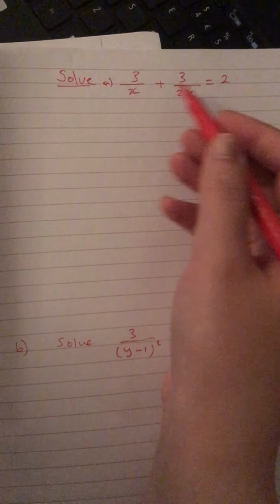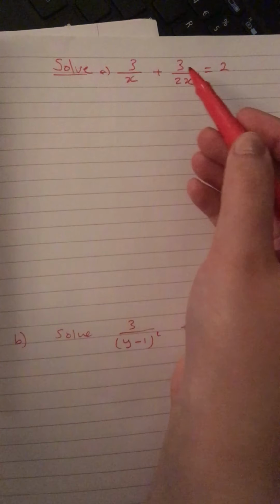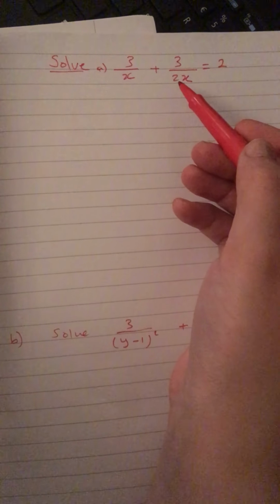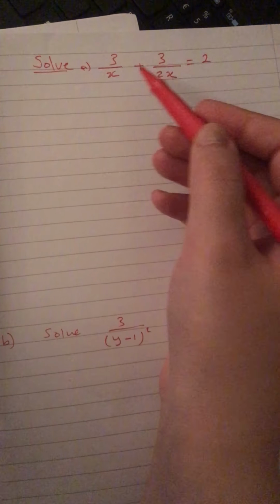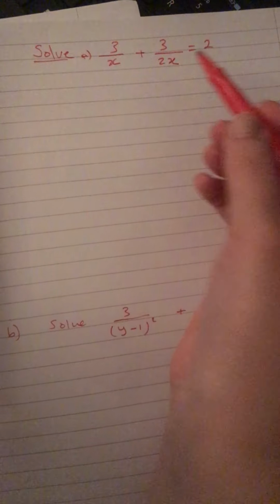Question 5, I've been asked to solve this. What I notice is that I have these denominators with x's. I need to get rid of that. So I multiply the whole line by the denominators. I multiply the whole line by x and 2x.